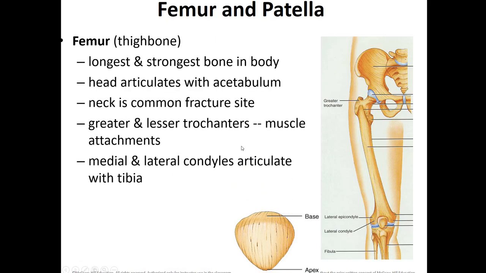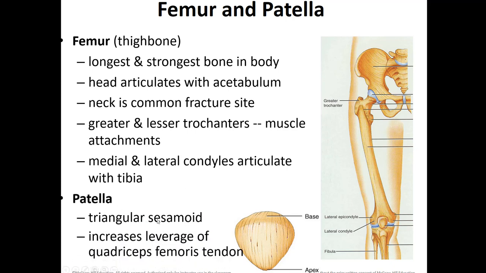The femur is the longest and strongest bone in the body. You have the head that articulates with the acetabulum. The neck is a common fracture site. You have greater and lesser trochanters for muscle attachments. The medial and lateral condyles on the distal end articulate with the tibia. Your patella is a sesamoid bone. Sesamoid bones are unusual in that they develop in a tendon or a ligament, and they're used for leverage. In this case, the patella increases the leverage of the quadriceps femoris tendon.